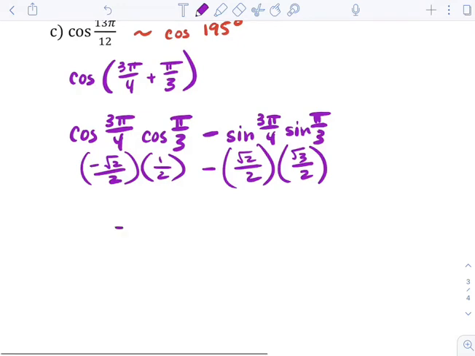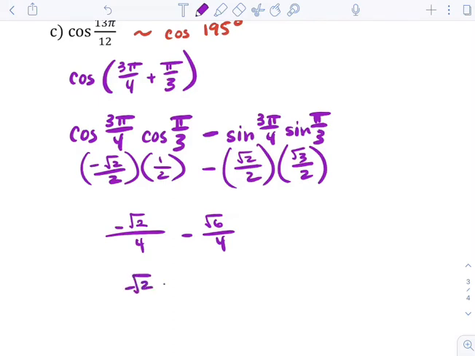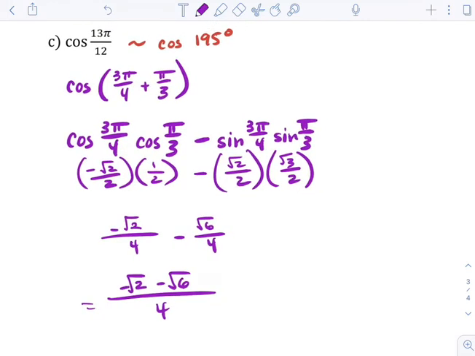Now it's just a matter of using our algebra to solve this. So across the top, I'm multiplying. Subtract root 6 over 4. And I cannot subtract root 2 and root 6. They have the same root, it's a square root, but they do not have the same number underneath the root, the radicand. So I cannot work with them. I just keep them as root 2 minus root 6 all over 4. And that's the exact value of cos 13 pi over 12.